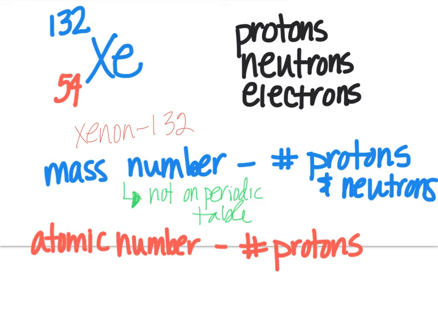Okay? So let's just do a quick electron, proton, and neutron count for this. Of course, if our atomic number is 54, that means that we have 54 protons. And then because this is a neutral atom, we would also have 54 electrons. And then the way that we find the neutrons is to subtract the atomic number from the mass number. So we would do 132 minus 54, and we would get 78 total neutrons. And so that's how you do that.